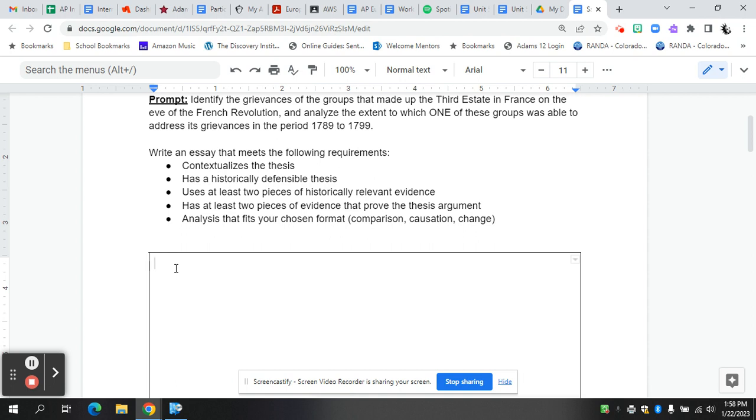Here we go. Right. So prior to 1789, I'm going to choose that date purposefully because that's my starting point date up here. So prior to 1789, the citizens of France were dealing with a series of crises.